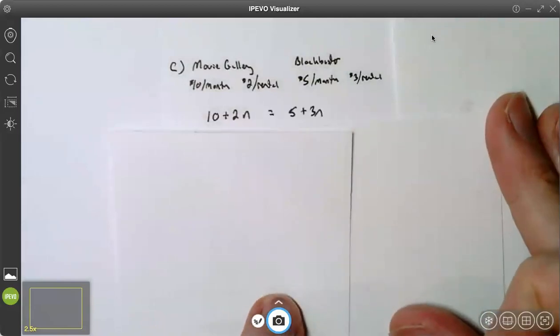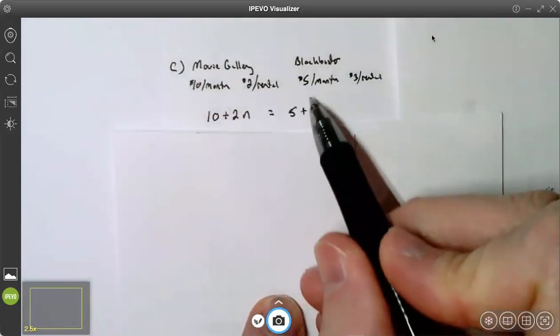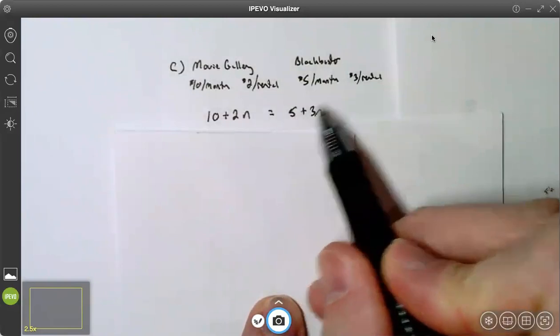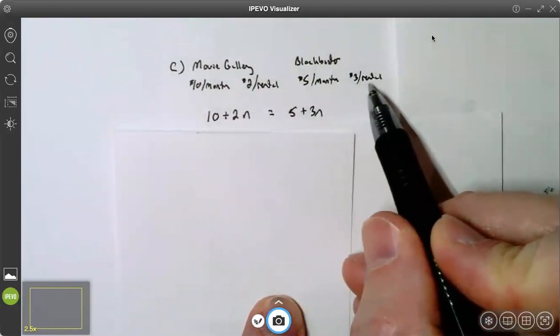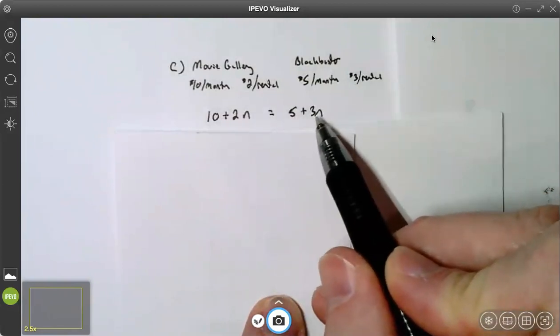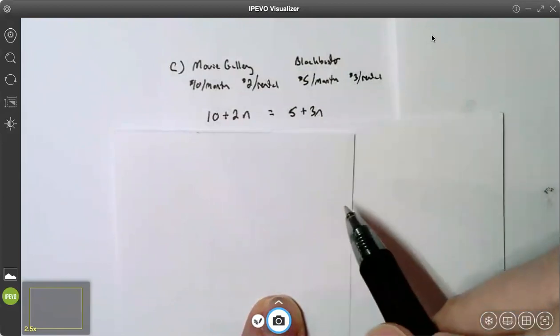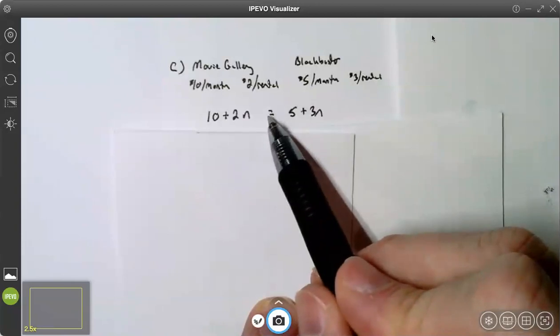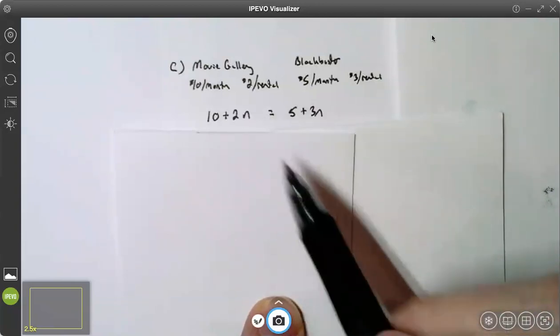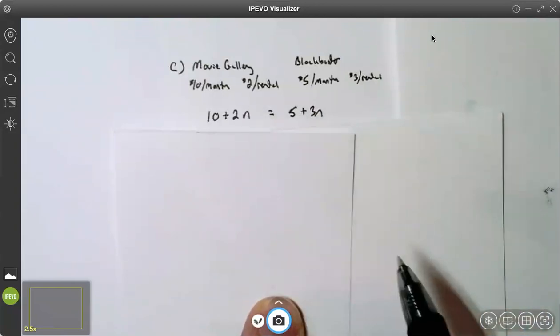That expression would be written 5 plus 3n. $5 is your fixed cost for the month plus $3 per rental. Per means times. $3 times however many rentals there are. Your variable cost is how many rentals are rented. Now, we're going to make this an equation by asking this question. At what point is your cost the same?